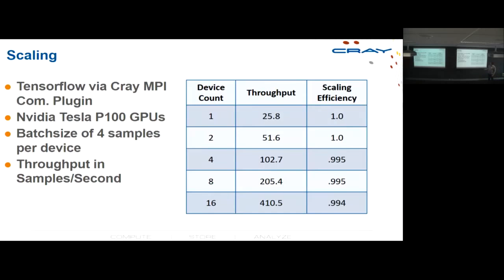And just as a baseline, the number of samples processed per second, this is training, which is much slower than inference. At 16 GPUs, we were going through 400 samples, each one representing about a 5-minute interval, every second. So certainly, with deep learning, nowcasting is possible because we can compute faster than real time.